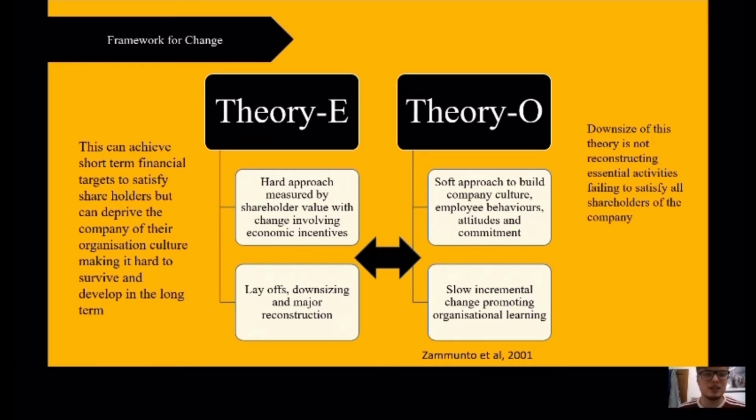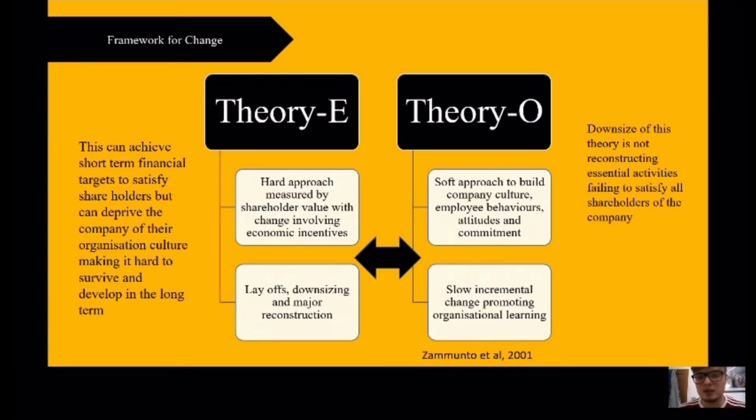And so as you can see here, theory E can achieve short-term financial targets to satisfy shareholders. However, it can deprive the company of their organizational culture and make it hard for them to survive in the long term.